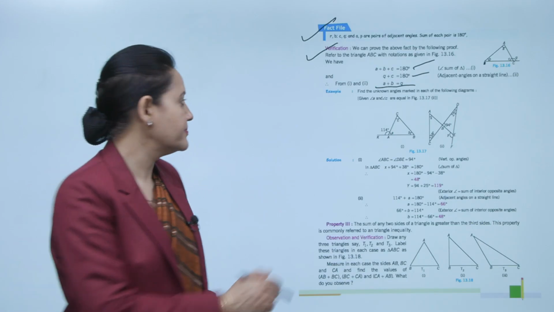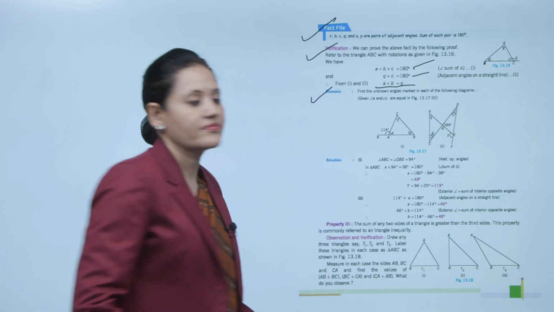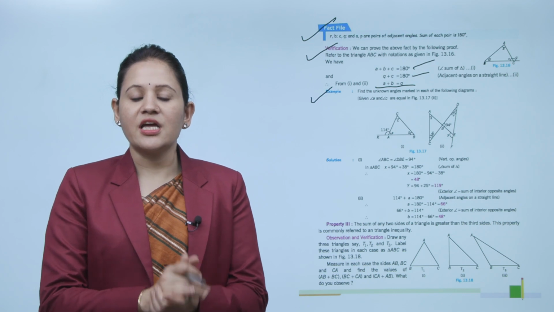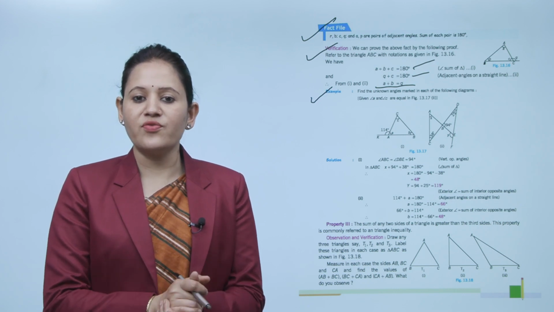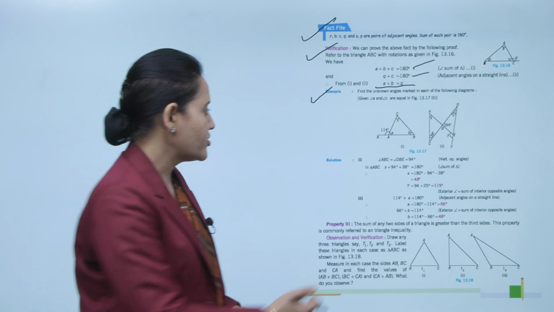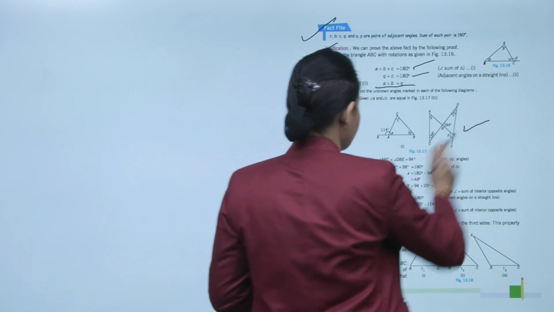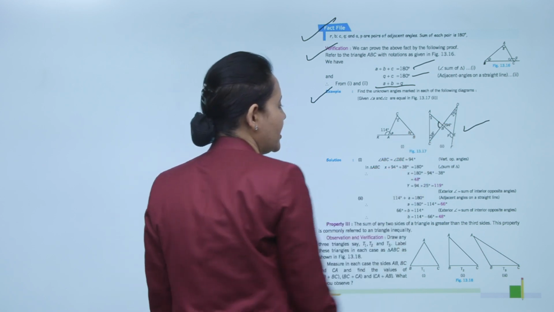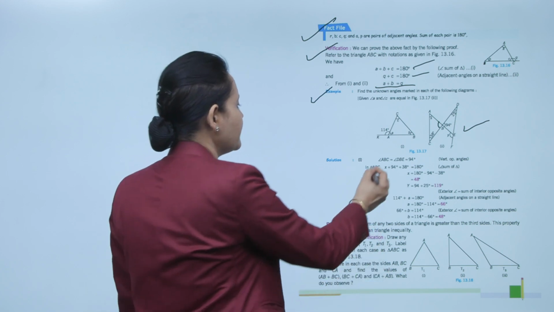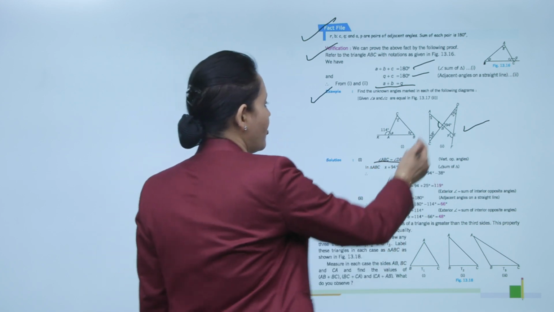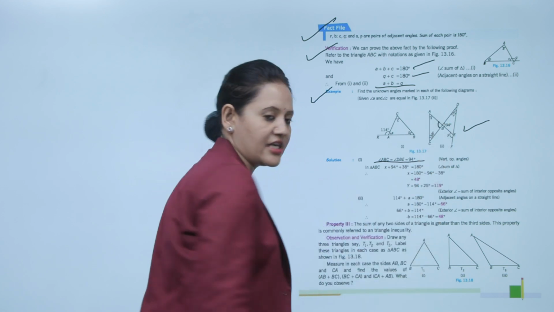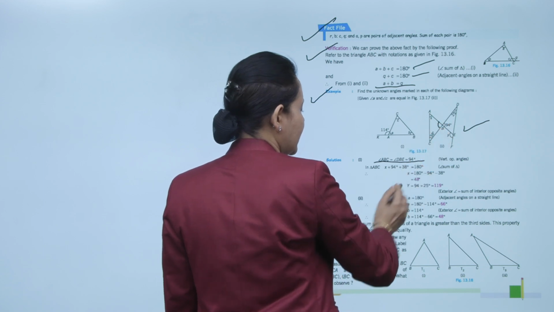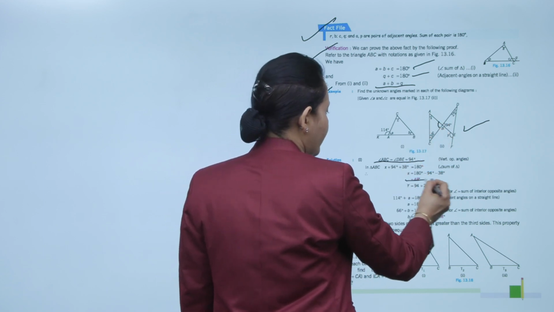Now we'll take an example. Find the unknown angle marked in each of the following diagrams. Given angle A and angle C are equal in figure 13.17.2. In this, the angle is 94 degrees. That means this will also be 94 degrees, vertically opposite angles. Now the sum of the three angles of a triangle is 180 degrees. So 94 plus 38 plus x is 180 degrees. So angle x will be 48 degrees.